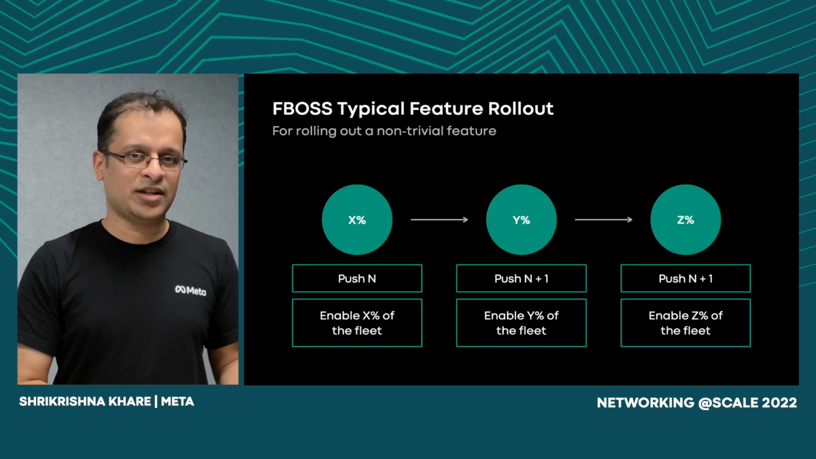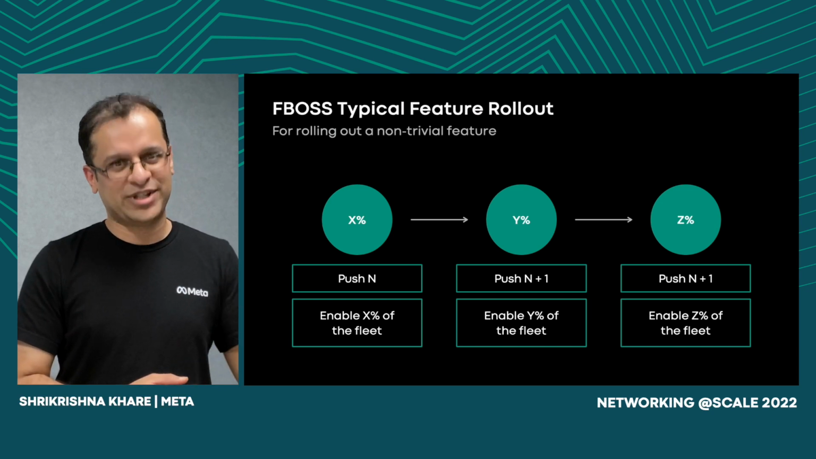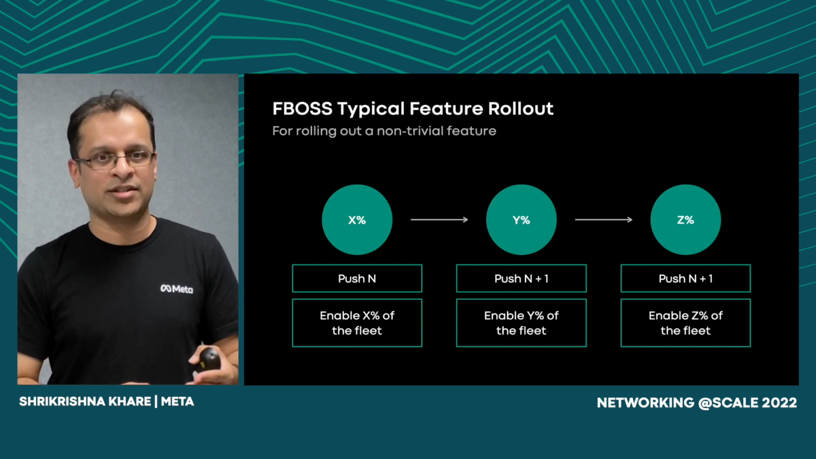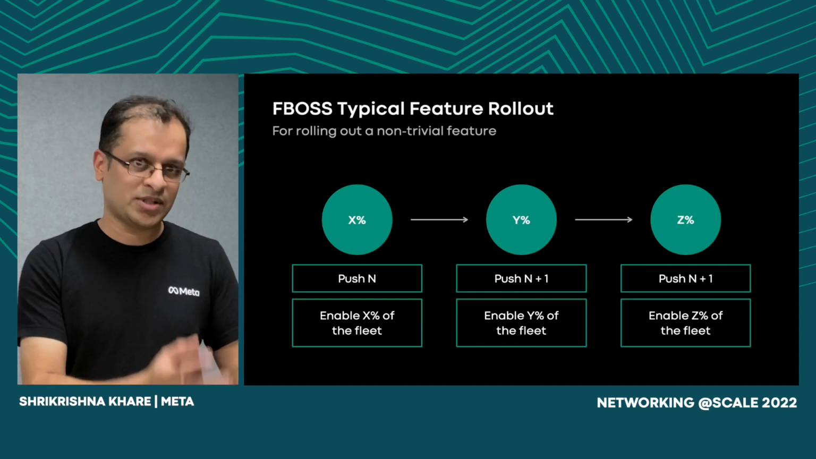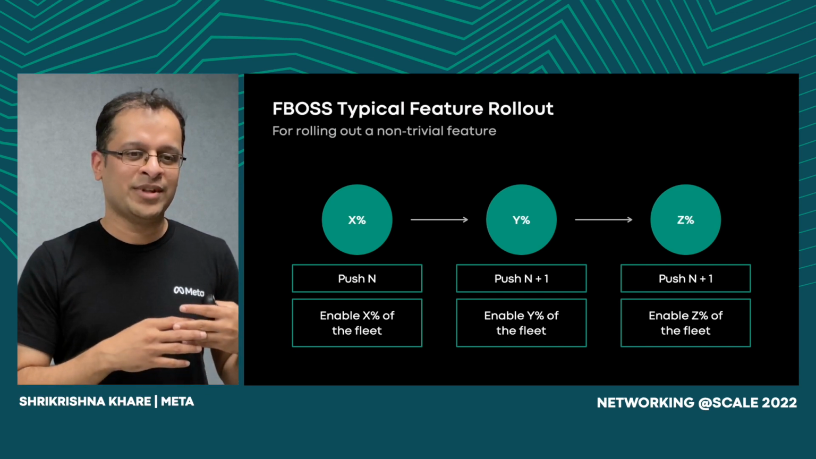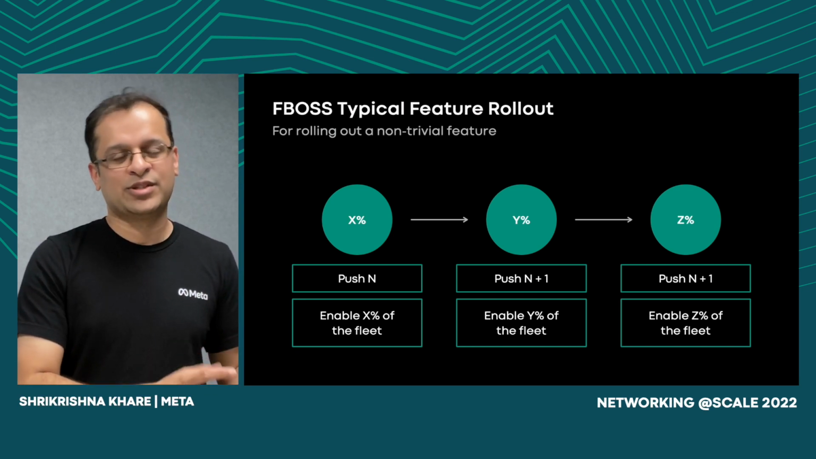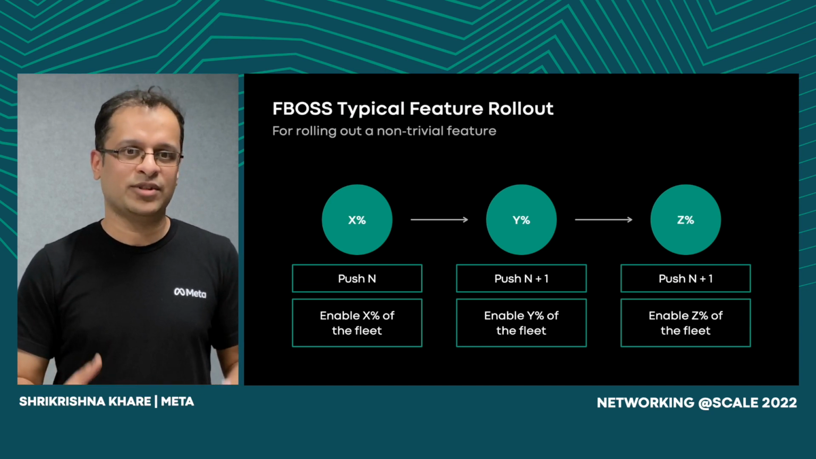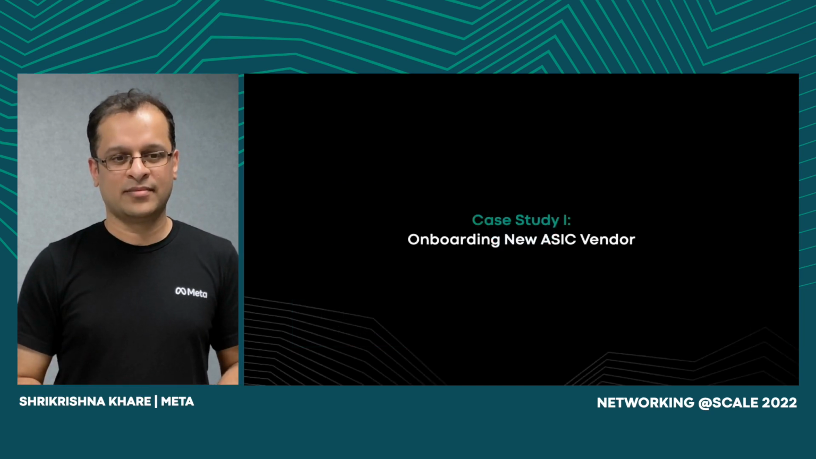On this slide, I took an example of using percentages, but it could be any criteria. It could be a data center, a region, or even a list of specific switches. The tooling that lets you select and enable features is quite flexible in terms of allowing you any scope that you desire to achieve your slow roll. We looked at Fboss and its design. In the next section, Krishna will illustrate these ideas with a concrete case study about onboarding a new ASIC vendor.